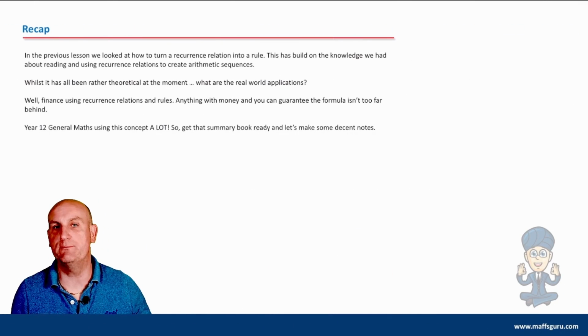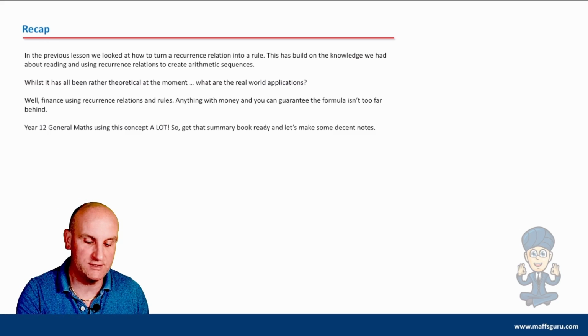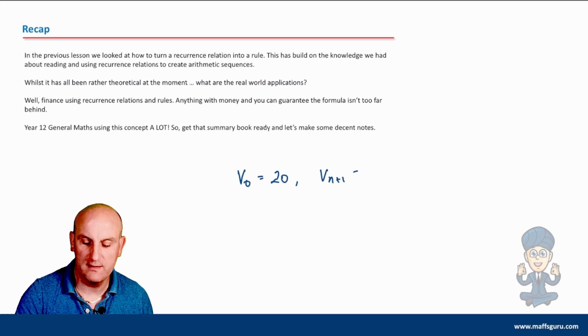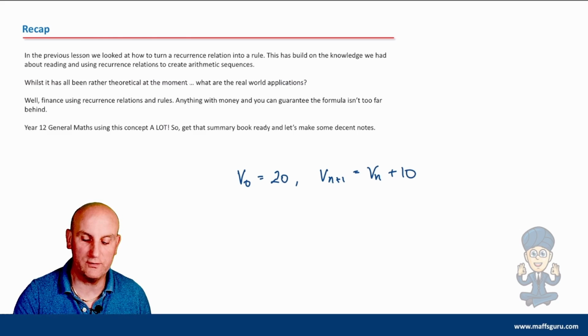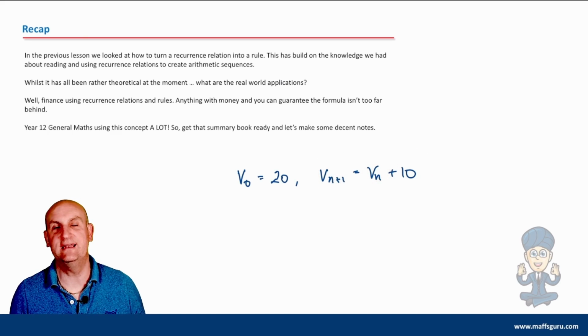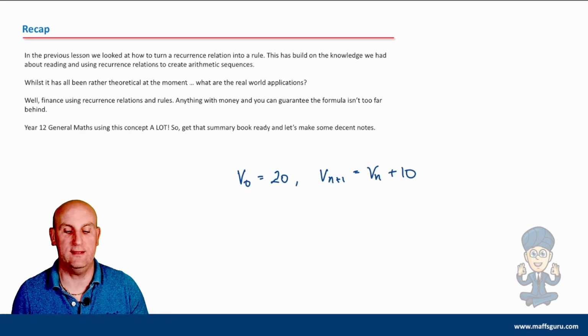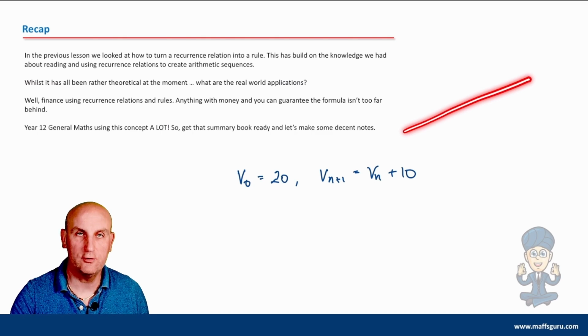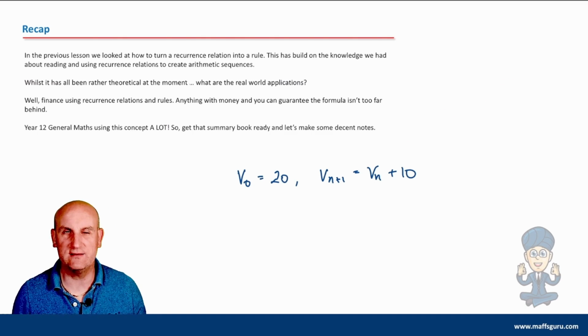Right, so as I say, in previous lessons, we know what a recurrence relationship is. If you remember, a recurrence relationship is something like V0 equals 20, V of n plus 1 is equal to V of n plus 10. So for example, there we go, we've got a start number 20. To get to my next term, I'm going to take my current term and add 10 every single time. Now again, because I'm just adding 10, this will give me a linear growth. So there we're already starting to put things together.